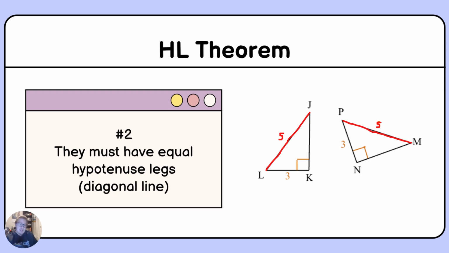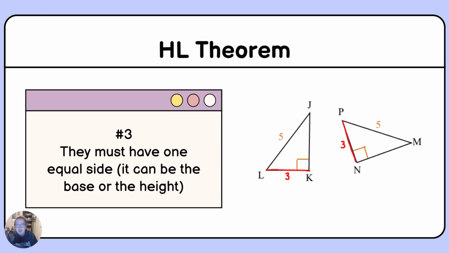Okay, the hypotenuse leg is the diagonal line, it's the long line. However you want to think about it, we need that as well. And we need either a base or a height. It can be either an equal base or an equal height. We don't need both, we only need one. In this case, it's the base. So keep that in mind as we finish out this lesson.